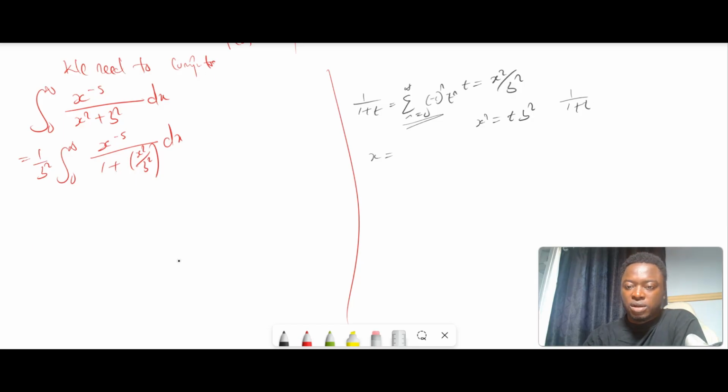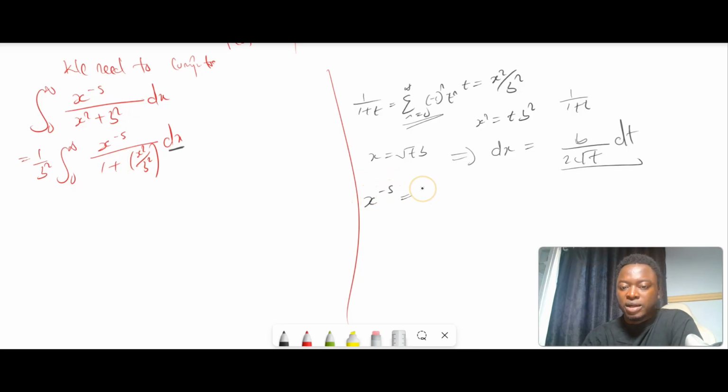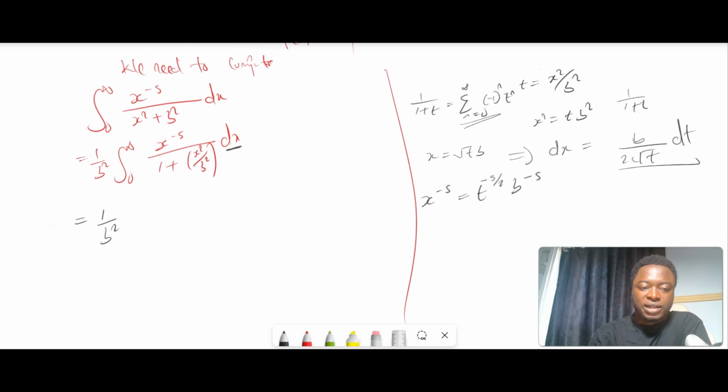So x here would be square root of t times b, which allows us to notice that dx would be 1 over 2 square root of t times b dt. So we now have our dx here, and also x to the negative s would be t to the negative s over 2 times b to the negative s. With that in hand, we'll write this as 1 over b squared times the integral from 0 to infinity. Of course the limit of integration is still from 0 to infinity.